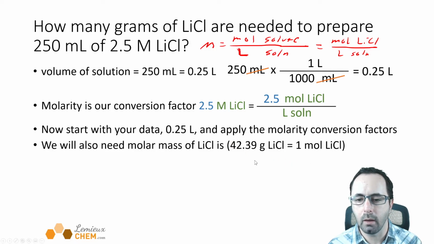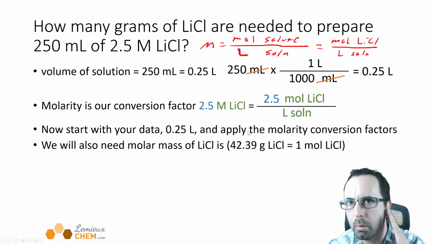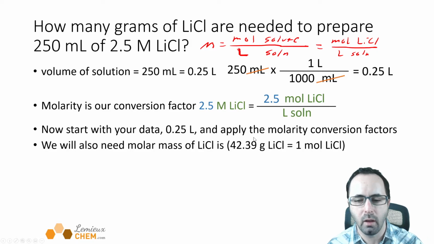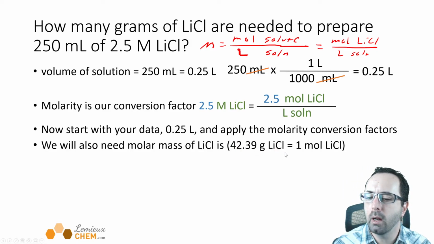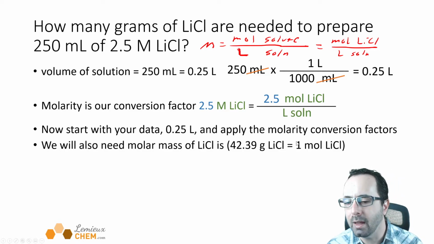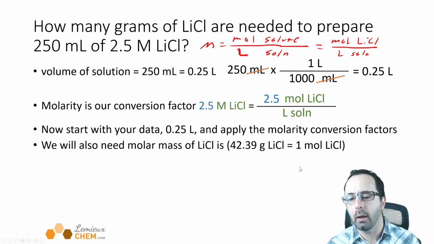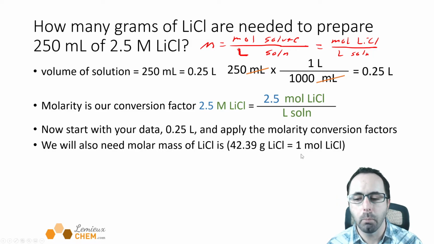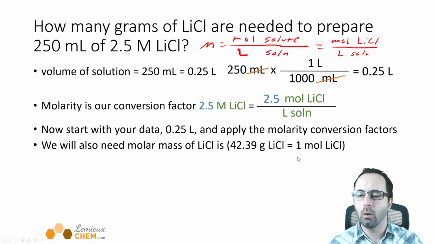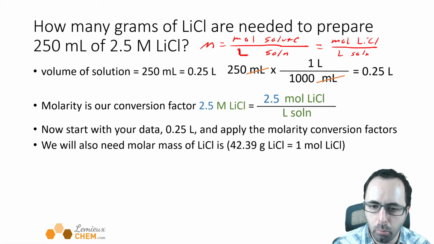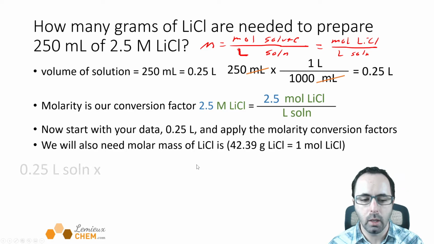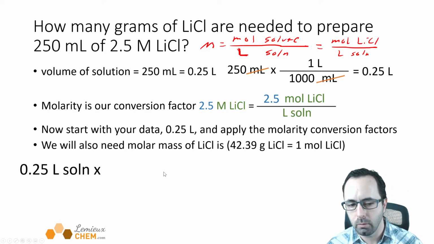Again, start with our data here. We got all kinds of numbers. How do you know where to start? We don't start with molarity. That's moles per liter. When you hear per, think conversion factor. Don't want to start there. We have 42.39 grams of lithium chloride is 1 mole of lithium chloride. Or you can also say that as 42.39 grams per mole. When you see per or equals, think conversion factor. I'm not starting there. Where am I starting? Right here, 0.25 liters, number, unit, 0.25 liters of solution, okay?